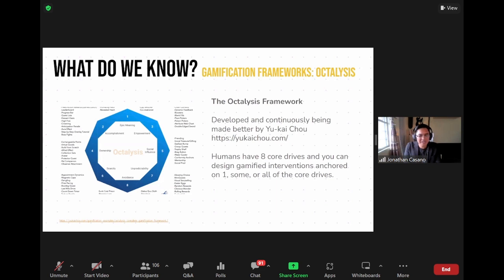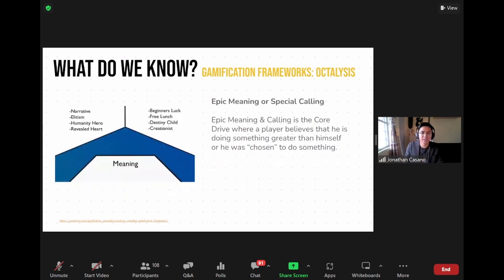There's a very brilliant scientist, athlete, Yu Kai Cho, who created this Octalysis framework that specifically says humans have 8 core drives and that you can design gamification interventions anchored on one, some, or all of these core drives. So we come to the part where you can now use this to design your own. Pa-apply na lang sa mga scenarios ninyo in your work or study.